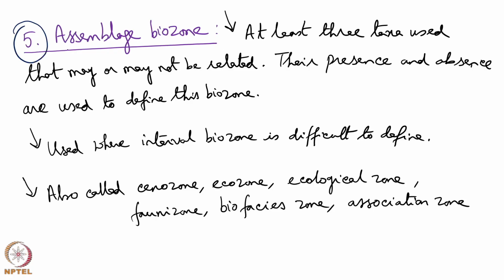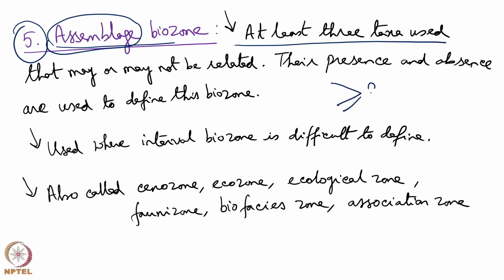The assemblage biozone. Now, this is important. Here you can see the word assemblage, and clearly it means we are dealing with more than one taxon, and in fact at least 3 taxa are used. That means greater than or equal to 3 taxa can be used, but in some books you will find in defining assemblage zone they have said greater than or equal to 2 taxa. Okay. Now, what is being done?